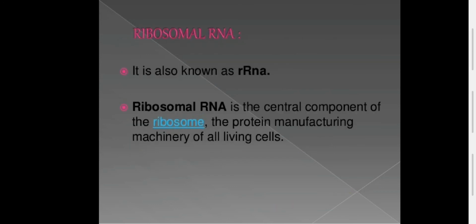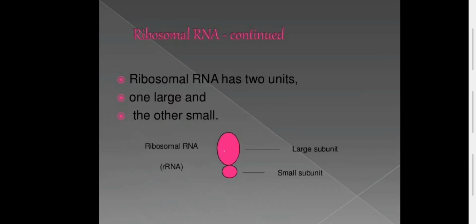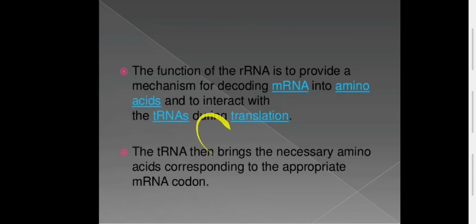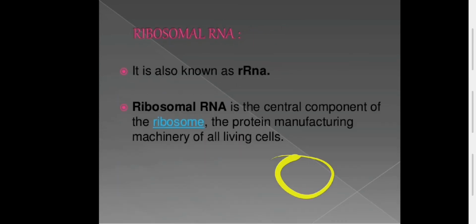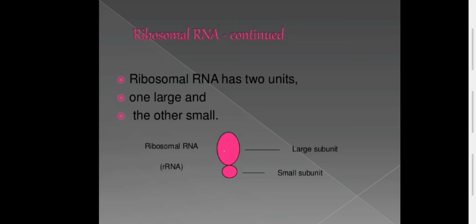Okay, continuing our discussion, let's move on to ribosomal RNA, also known as rRNA. Ribosomal RNA is the central component of the ribosome, the protein manufacturing machinery of all living cells. So basically, the formation of the ribosome is in the ribosomal RNA. It has 2 units, one large and the other small. Here is the illustration. We have the large subunit, this one, and the small subunit, this one. So always remember that.